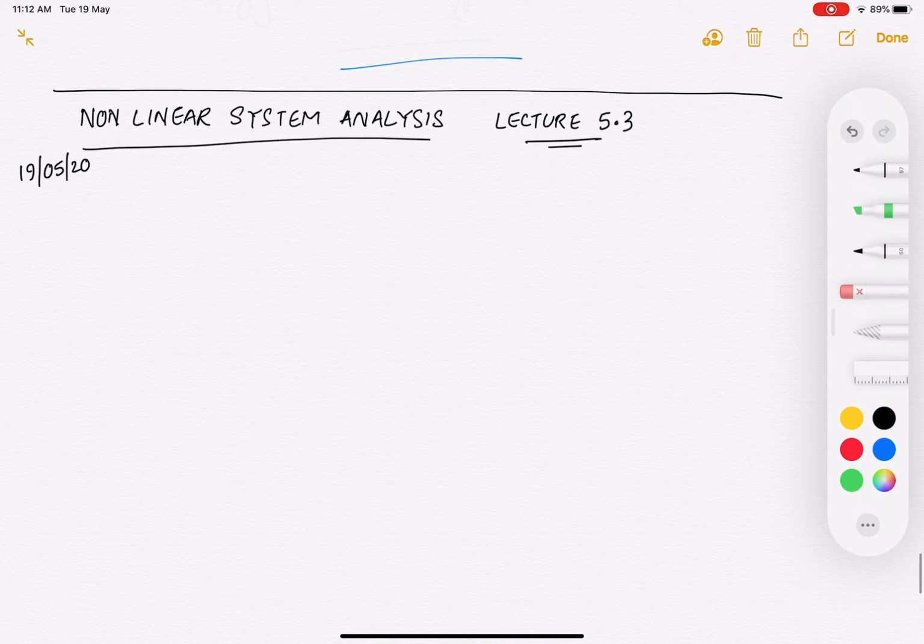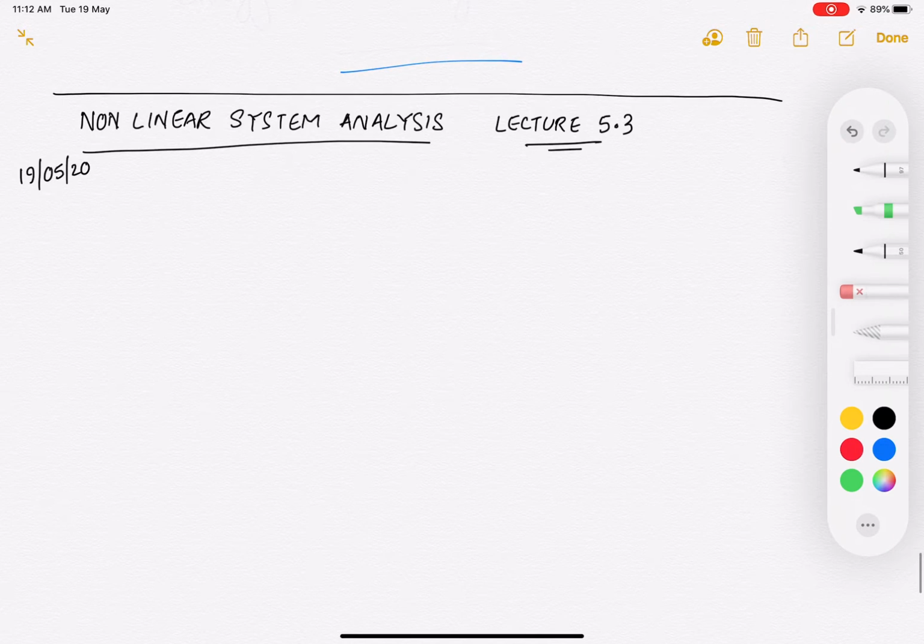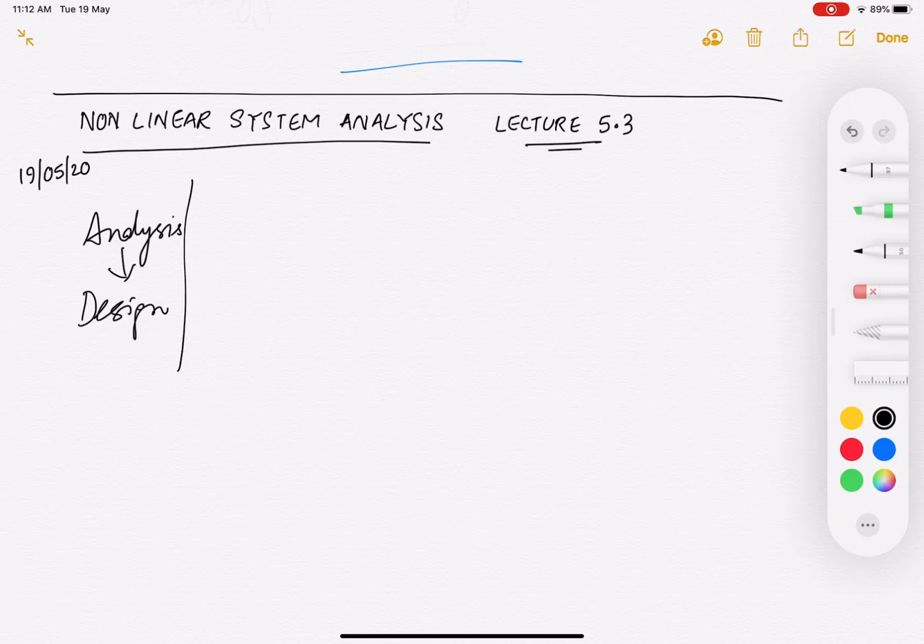Now, we have already seen before that whenever we talk about control systems, we start with analysis of control systems, in which we basically study the properties of various systems. We analyze their behavior, and then from analysis, we move on towards designing a controller, or design of control systems, to attain certain engineering objectives.